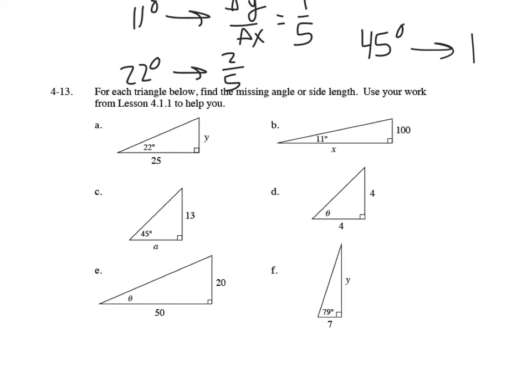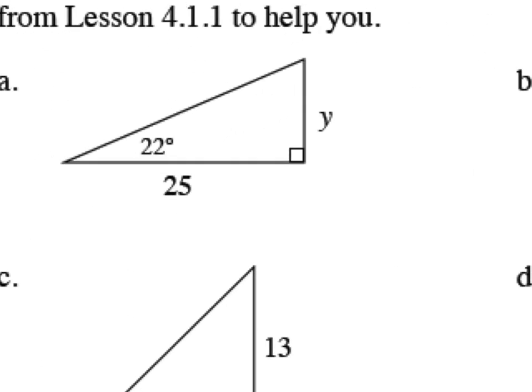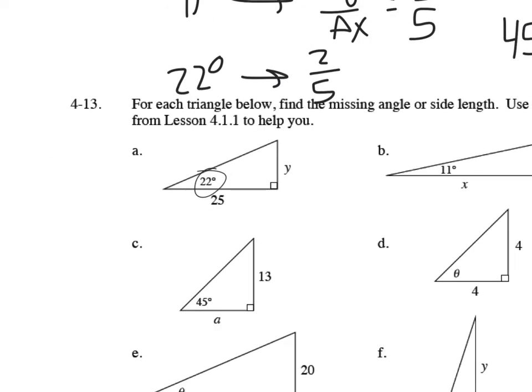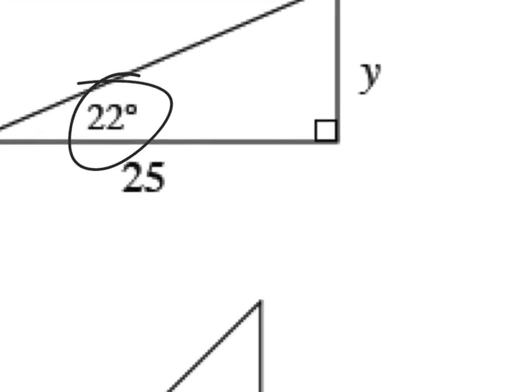So as I look at these triangles here, and something that you should draw on your own paper, we're going to try and determine missing side lengths. As I look at letter A, for example, this is a 22-degree angle, so that's going to use this ratio that we have up above right here. So if I wanted to solve for this length y, I need to understand that a 22-degree angle has a slope ratio of 2/5, and that's going to be equivalent to y over 25.